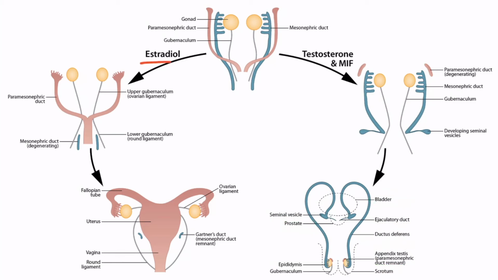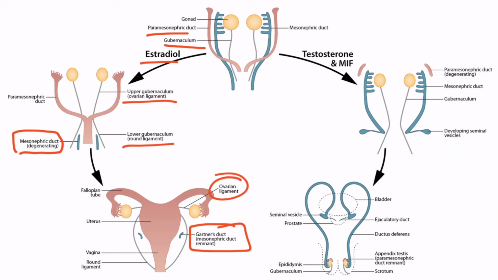In the presence of estradiol, which is produced from the ovaries, the paramesonephric duct will continue to develop and the mesonephric duct will degenerate. The associated remnant structure is known as the Gartner's duct, which you can see right here. This is located in the broad ligament of the uterus and may become cystic, resulting in a Gartner's duct cyst. We can also see the gubernaculum, and it can be helpful to break this up into the upper gubernaculum and lower gubernaculum. The upper portion will become the ovarian ligament, and the lower portion will become the round ligament. The paramesonephric duct becomes the internal female genitalia, including the proximal part of the vagina, the uterus, and the fallopian tubes.